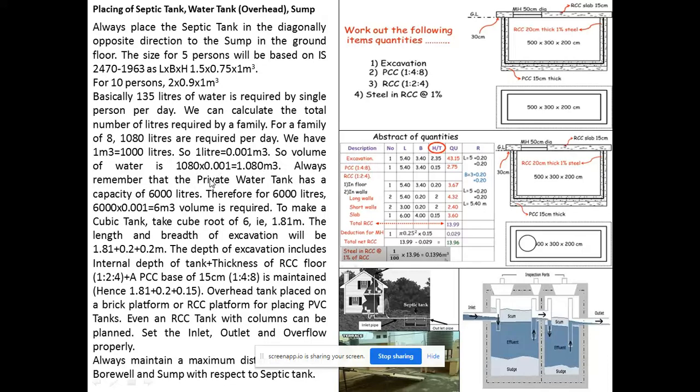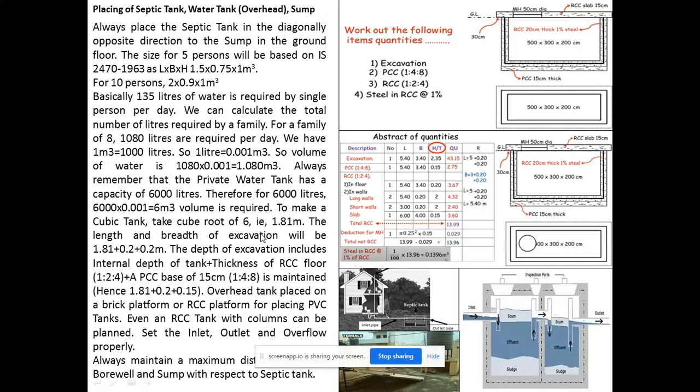Always remember that the private water tank has a capacity of 6,000 liters, which are transported by trucks or tractors. Therefore, for 6,000 liters, 6 meter cube volume is required to make a cubic tank. Take the cube root of 6, which is 1.81 meters. So the length and breadth of excavation will be 1.81 plus 0.2 plus 0.2.